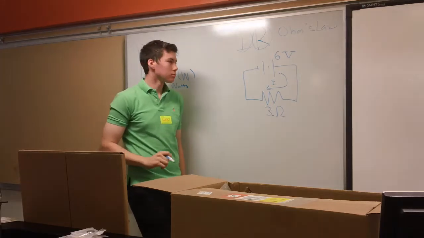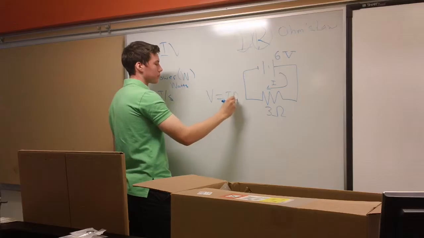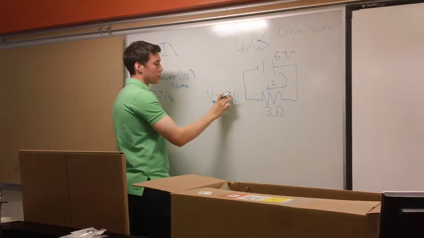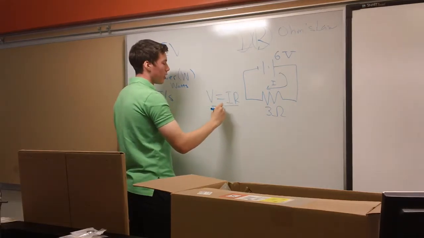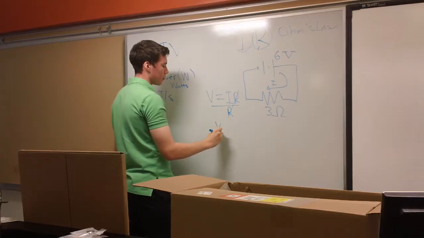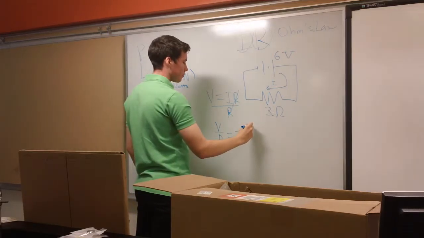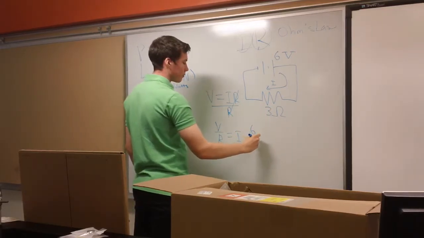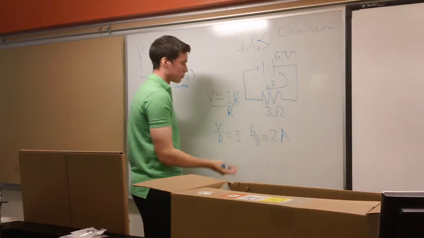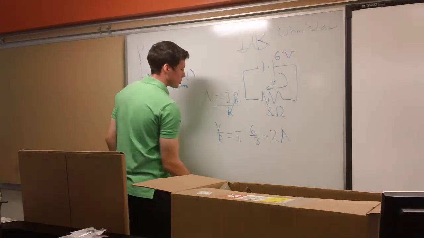Because V over R equals I, so 6 over 3 is 2. Right. So we start out with V equals IR. We know V, we know R, we want to solve for I. So we just divide by R, this cancels, and then this becomes V over R is equal to I. V was 6, R was 3, that's 2 amps of current. Okay, any questions? Let's do another example.